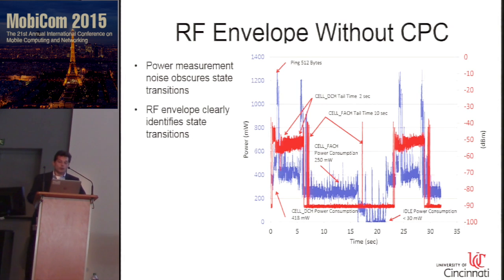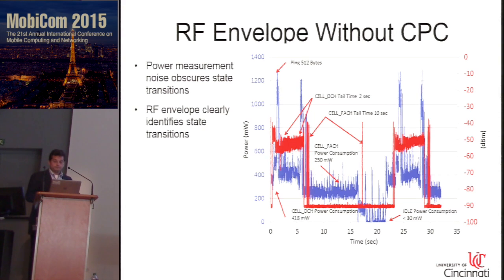So in this graph, we have the energy consumption measurement for a device transitioning through the various RRC states. If you look at the blue trace on the upper left of the graph, there's a 512 byte ping being sent. The ping is preceded by a 1 second state promotion delay, and it is then followed by a 2 second DCH tail time. The RF envelope here is shown in red and clearly identifies the beginning of the mobile device's transmission before it actually sends the data.